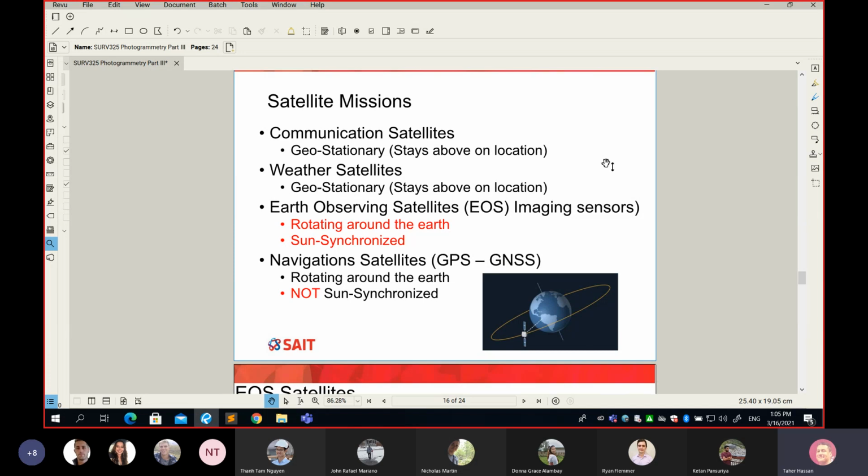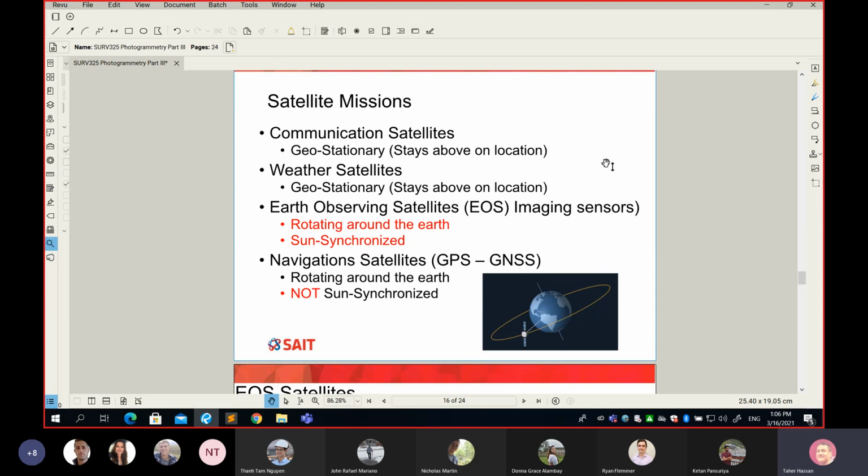Number one is communication satellites. They are used, for example, for internet signal or for channels. Sometimes you can see a channel based on satellite. You have a satellite plate or dish, and you can simply receive a signal. Those are geostationary. And I want to be clear about the word geostationary. Geostationary means it stays above one location.